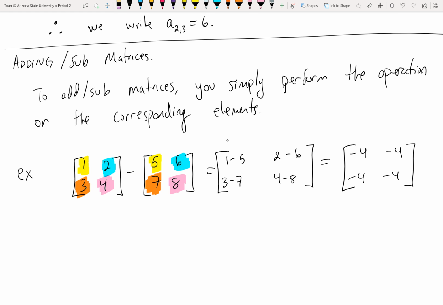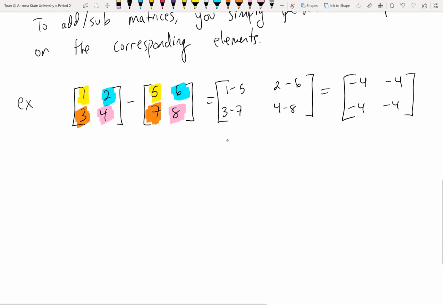You guys understand adding is the same way? So I'm not going to do that. Do note, the idea says you add or subtract the corresponding elements, which means we need to have a corresponding element.